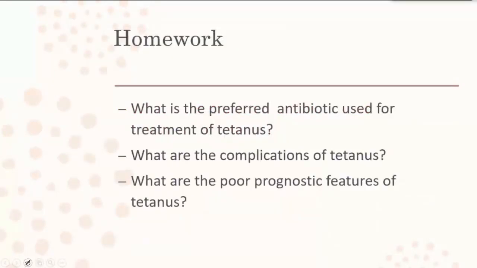So you have a homework here also in addition to that. What is the preferred antibiotic used for the treatment of tetanus? What are the complications of tetanus? And what are the poor prognostic features of tetanus? 1, 2, 3. These are very important questions in your future clinical practice career about tetanus. It is a common disease in Iraq. Keep in your mind, and it is usually a preventable cause of death. So the preferred antibiotic, complications, poor prognostic features. Some of them I already elaborated during the lecture.